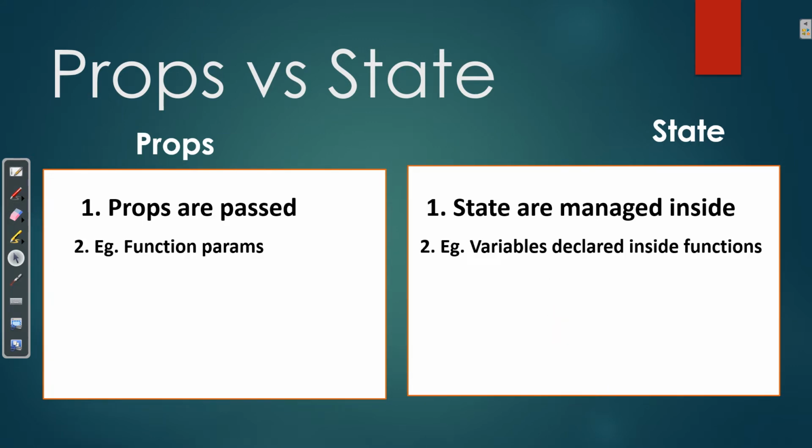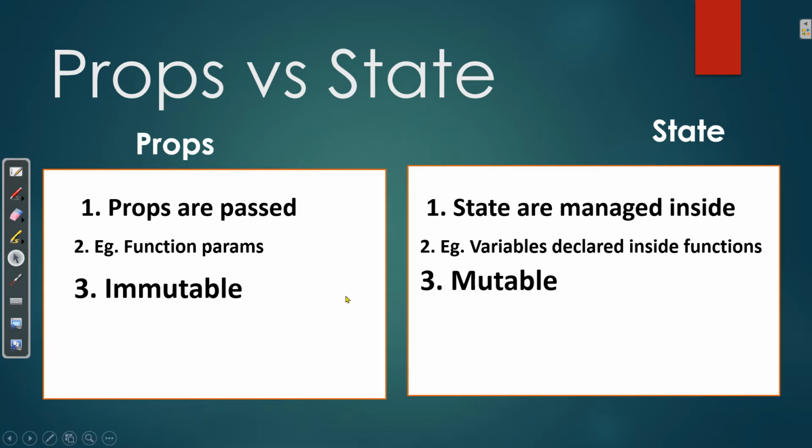To give an example, props are like function parameters. If you have any basic understanding of any programming language, when we call a function, parameters are passed into the function to change its operations. Props are just like that. But states are like variables inside a function. If I create a new variable inside a function, I have complete ownership of that variable. I can change it, I can do whatever I want with it.